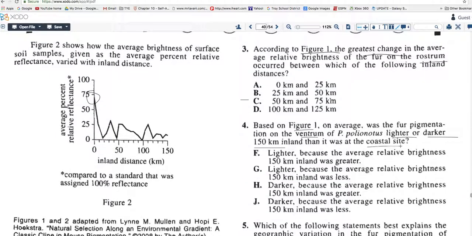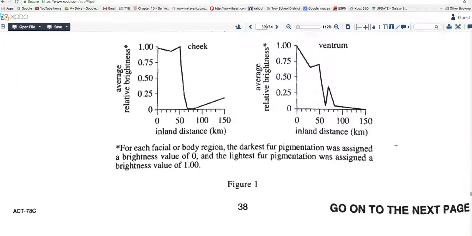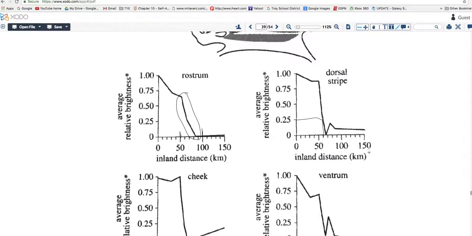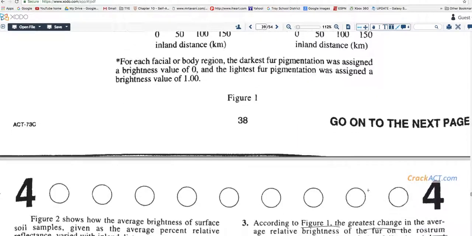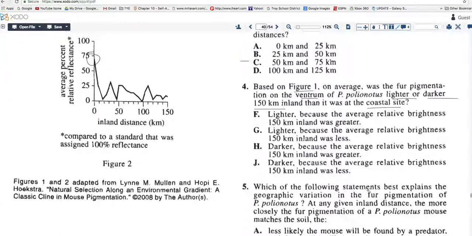And what else? Coastal site, because I'm comparing 150 to coastal site. So let's go to figure 1. Ventrum. We'll compare 150 to coastal site. Okay, what's at 150? And what's at coastal? So, who can tell me? Yeah, Rithik. So at 150, it's 0, and at coastal, it's 1. So I put J.